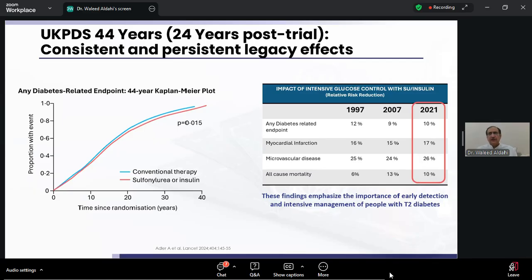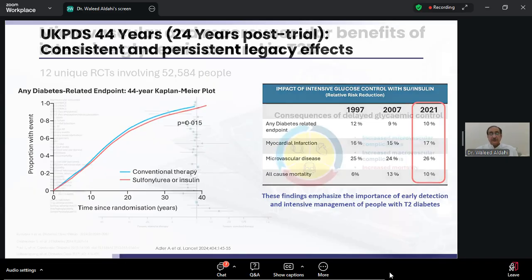And that's what you see here in the box, the red box on the right. You can see any diabetes-related endpoints, it's still significant. Myocardial infarction is still significant. Microvascular and all-cause mortality are still persistent despite the very long follow-up duration. And that's one of the longest durations in type 2 diabetes to manage patients early.